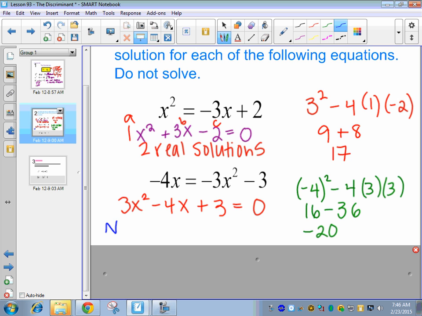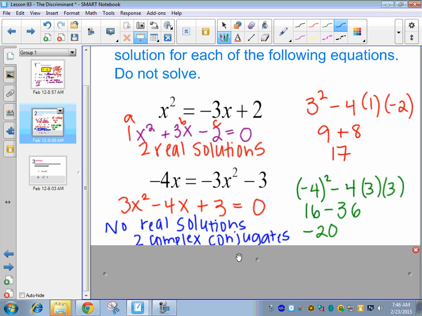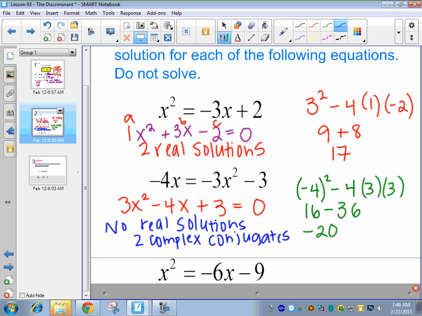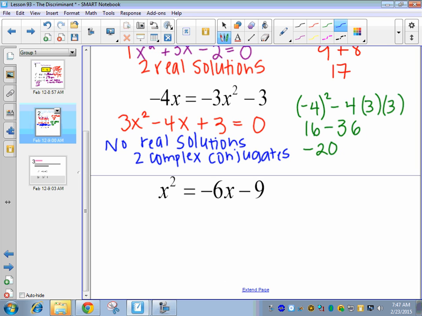Okay, no real solution. So this parabola will never cross the x-axis, but it does have two complex conjugates, which you do need to write down. Okay, two complex. All right, so we have two solutions. We have no solutions. What's this one probably going to be?